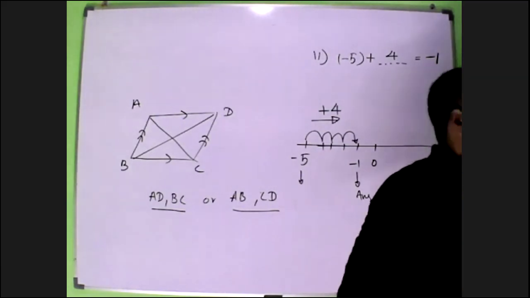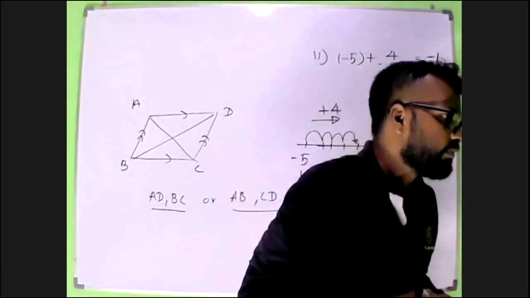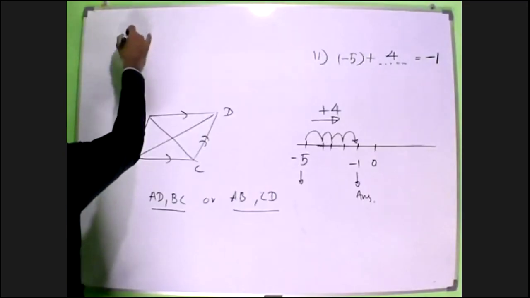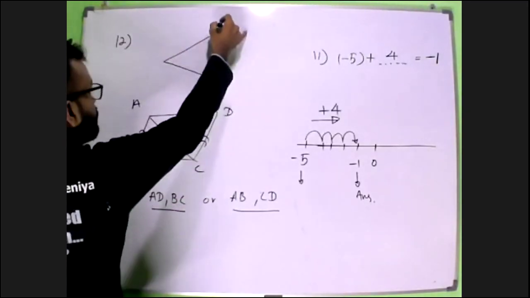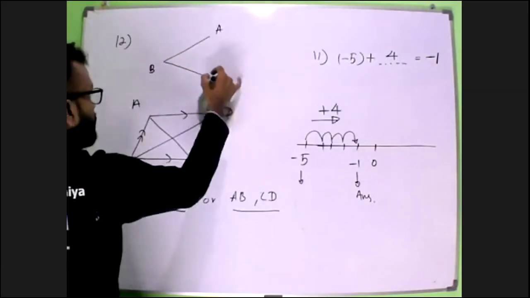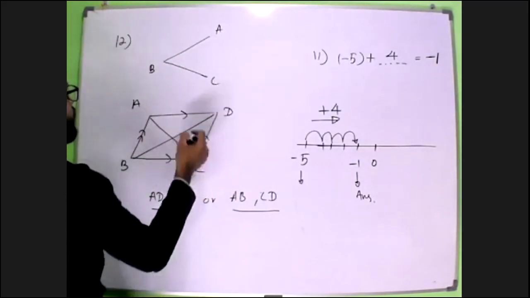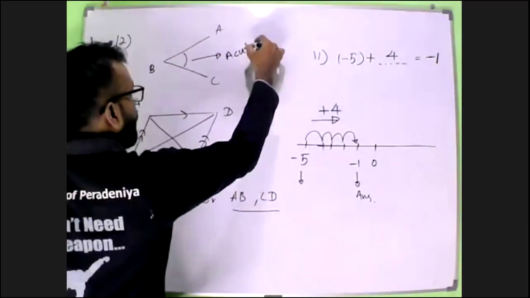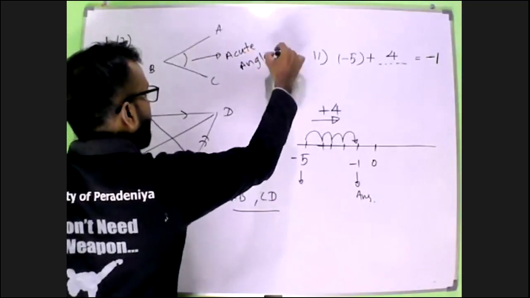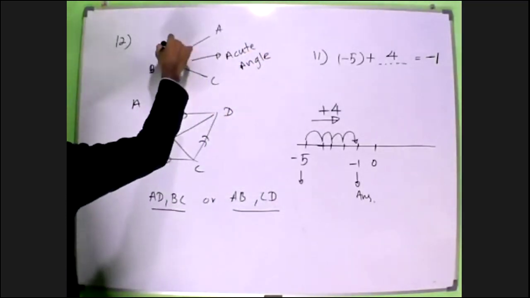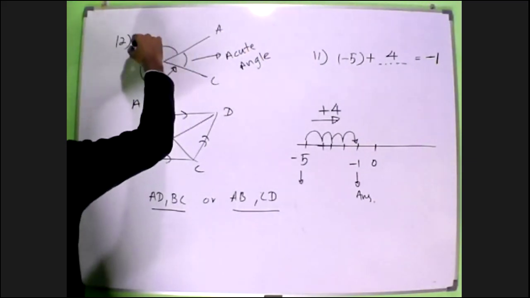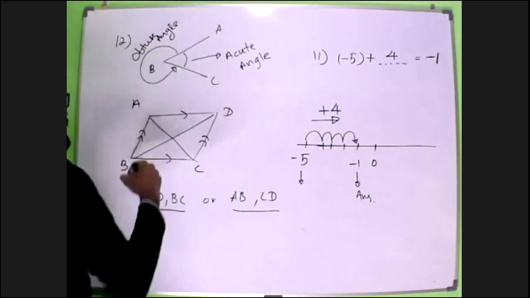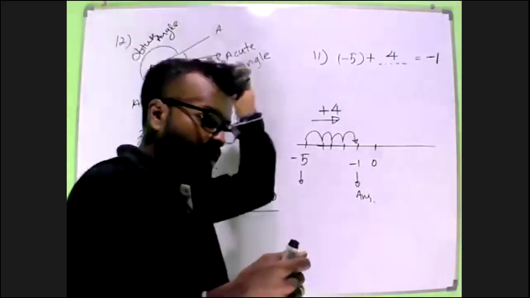12th one. Name the angles in the figure. It is something like this. A, B, and C. So basically, inside this you can find an acute angle, and outside you can find an obtuse angle.